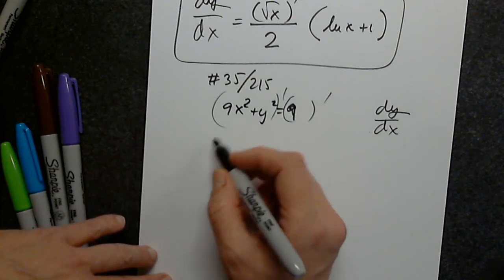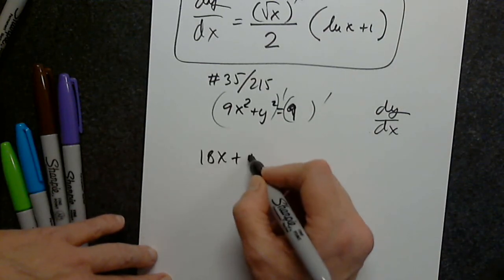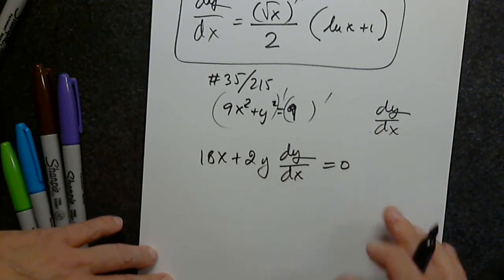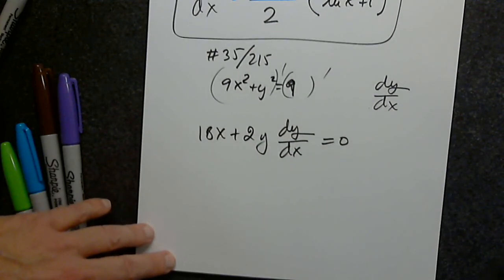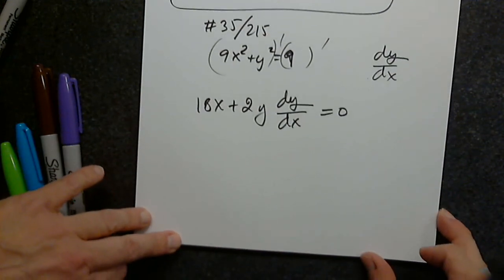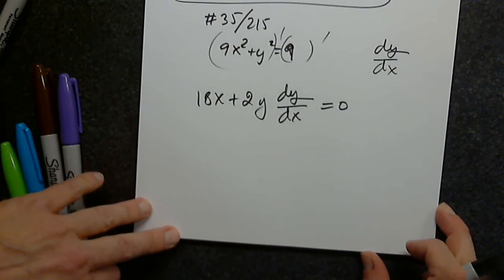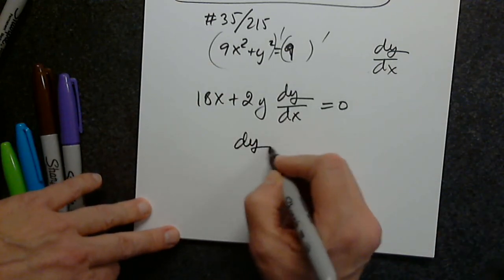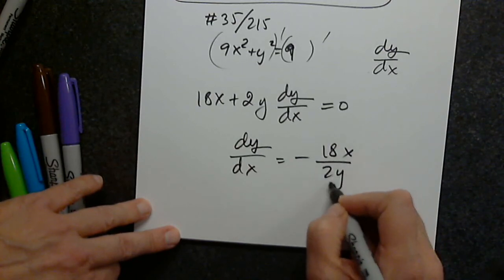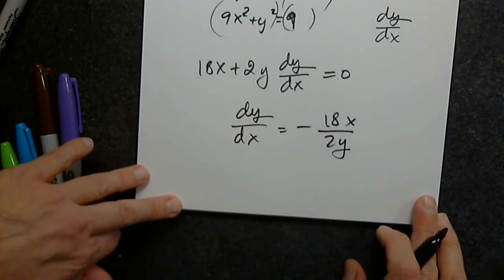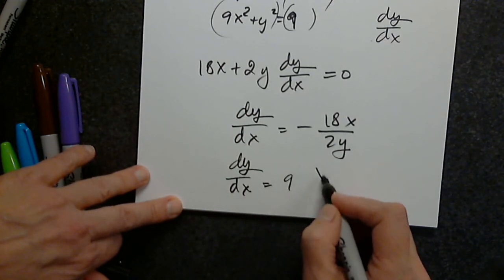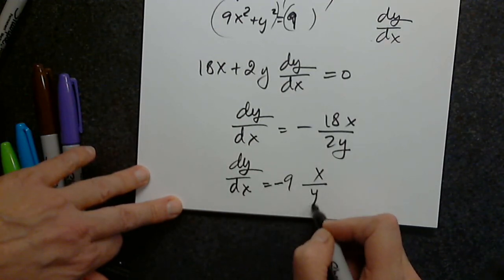So then we have 18x plus 2y dy over dx equals 0. So one option would be to solve for dy over dx first. That's one option. It will be negative 18x over 2y. Or dy over dx equals negative 9x over y.